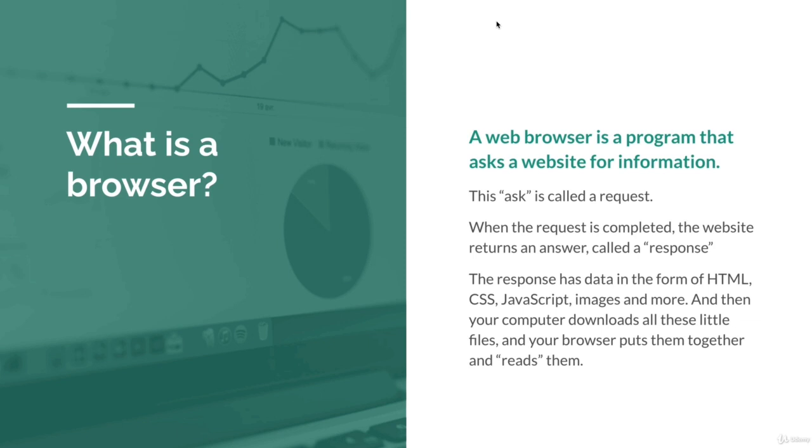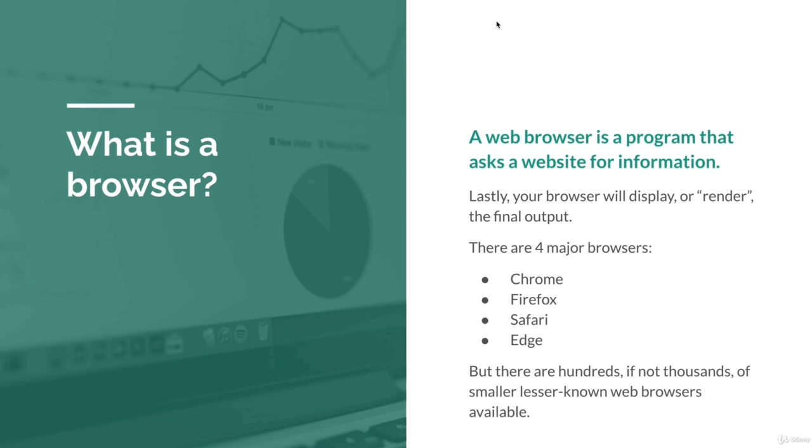Now the response has data in the form of HTML, CSS, and JavaScript. It can also include things like images and other forms of data, but we're not really going to touch too much into what that is. But really you just need to know that the response has this thing called a payload and it sends back files. And then your computer downloads all of these little tiny files, and your browser is the program that reads them, pieces them all together, and makes your beautiful website. Now, when it pieces things together, that's called rendering. So it's going to try to render the final output.